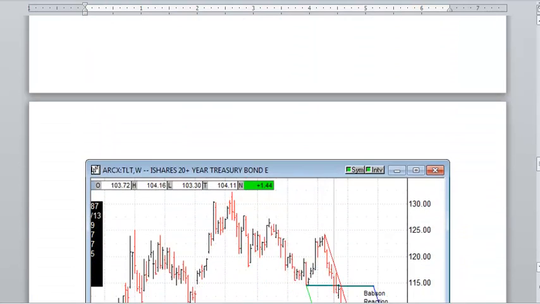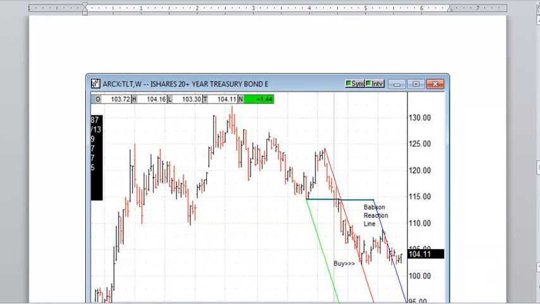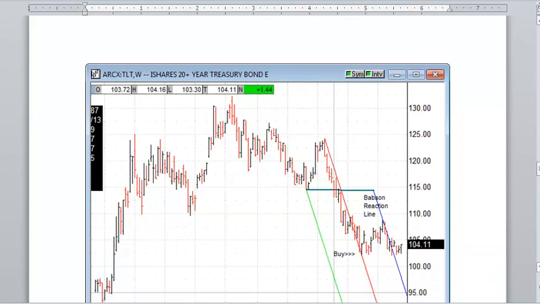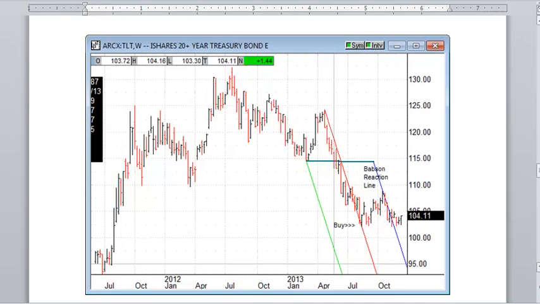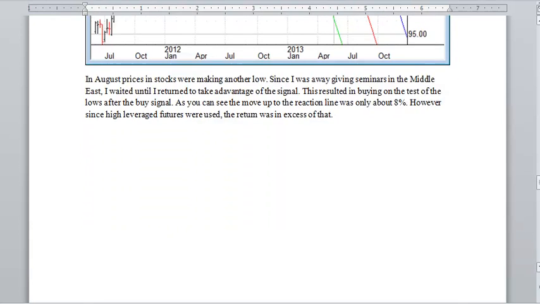That was in June. So once again, the stock market went down in August, and we were down in, where were we? We were in Istanbul and other fun places, giving seminars and things. And I waited until I got back here, and we had a buy signal of all things in the fixed income group, and wound up buying bonds and took the ride here. And the ride here was only 7-8%, not real much. But considering the fact that this was done in futures, it was quite a substantial return.